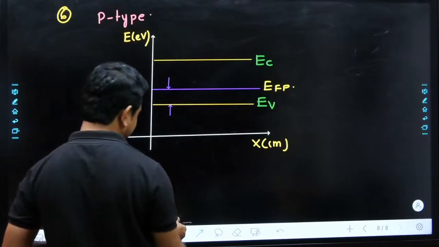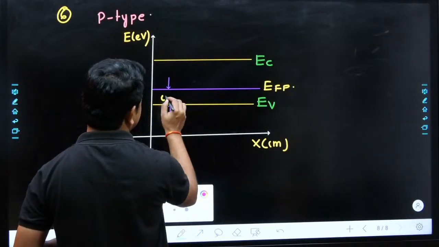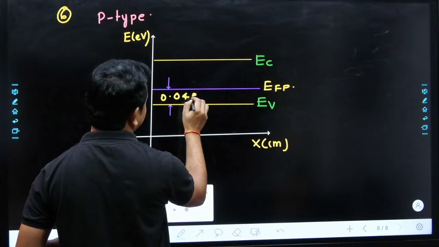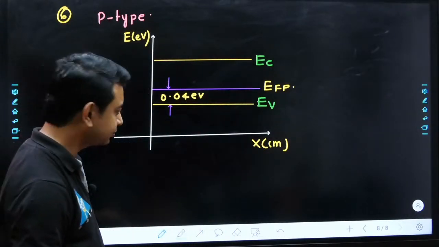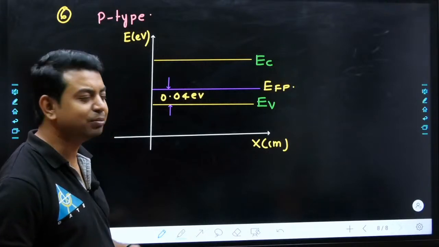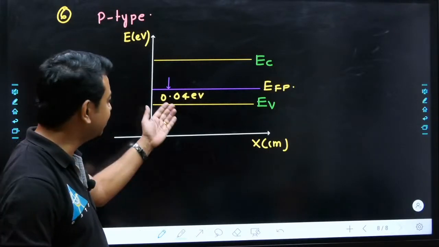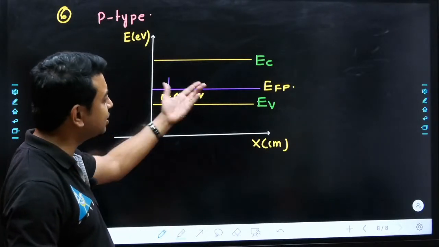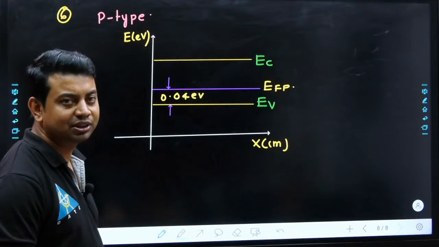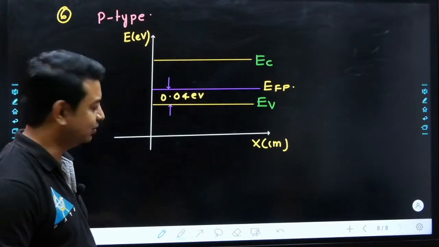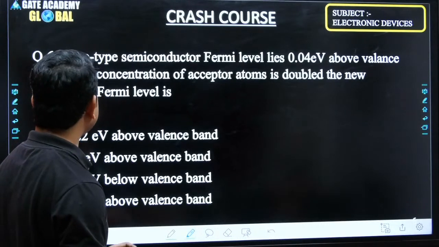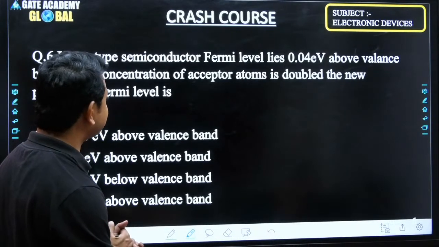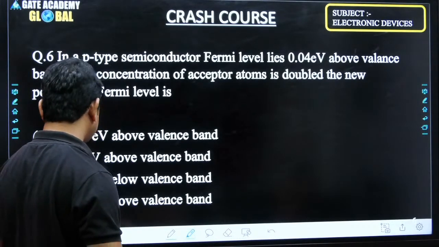So, I write here 0.04 electron volt, the difference between EFP and EV. If you find EFP minus EV, the value will become a positive value. If you find EV minus EFP, the relative position, then the value will become a negative value. So, above the valence band, if the concentration of acceptor atoms is doubled, what is the new position of the Fermi energy level?